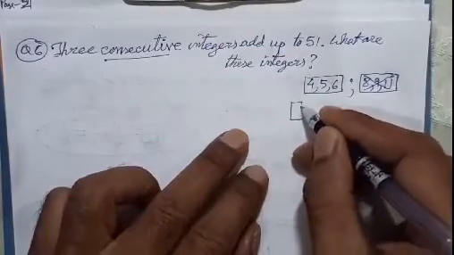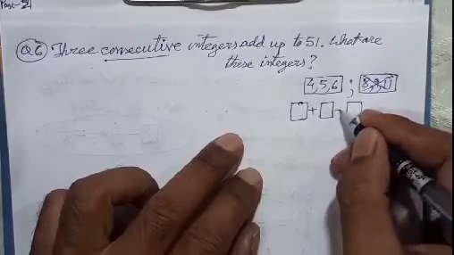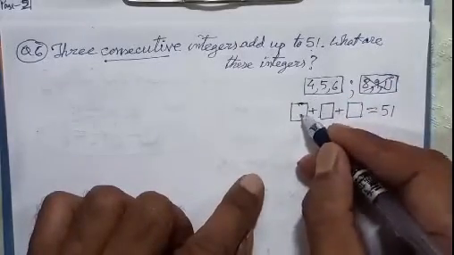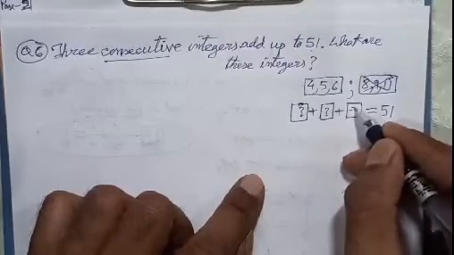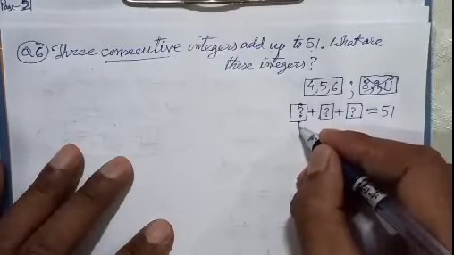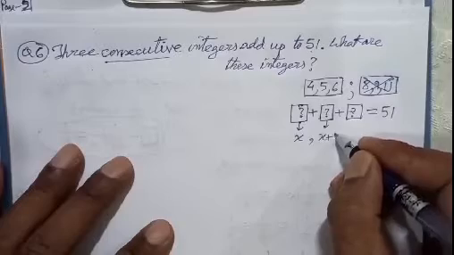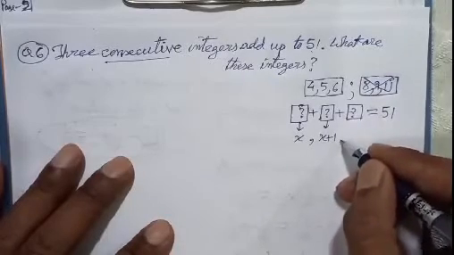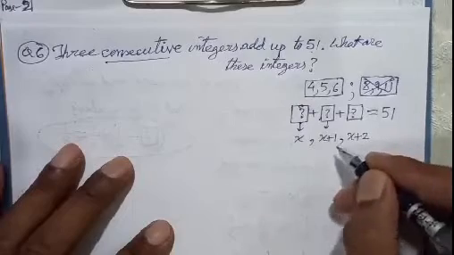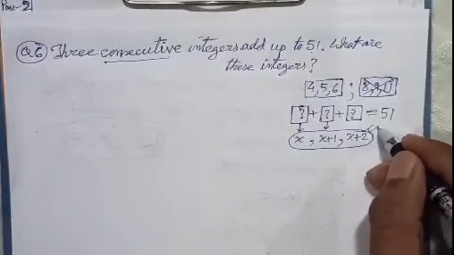So let us suppose that this is the first consecutive number, this is the second consecutive number, and this is the third consecutive number. And if we add this, the answer is given as 51. What are these integers? Now we need to find out these three integers. If we are supposing that the first consecutive integer is x, the second one will be x plus 1. Then the third consecutive integer will be x plus 2. x plus 1, x plus 2. This will be the three consecutive integers, and this will be the first step.